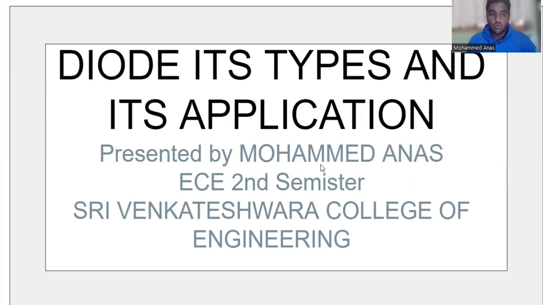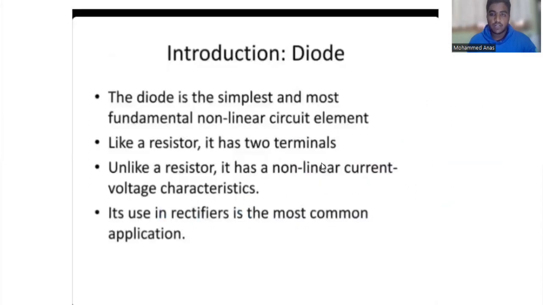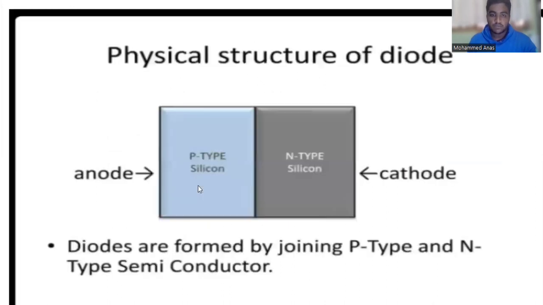In this video, we are going to learn about diodes, its types and its applications. Now we are going to learn about diodes. A diode is the simplest and most fundamental non-linear current element. Like a resistor, it has two terminals. Unlike a resistor, it has a non-linear current-voltage characteristic. Its most common application is in rectifiers.